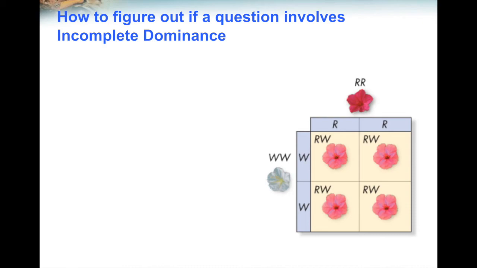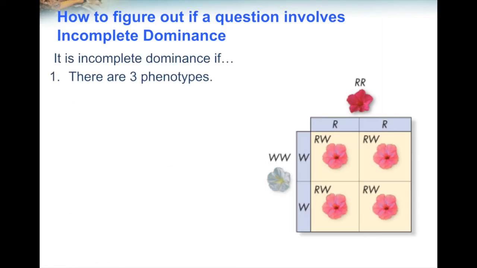So when you look at a Punnett square, you're going to have to figure out if it's going to be incomplete dominance. And there are 2 different clues to help you figure out if it is using that type of inheritance pattern. One clue is if you see 3 different phenotypes. So remember, for the flower color, there were red flowers, white flowers, and then a third version, pink flowers.